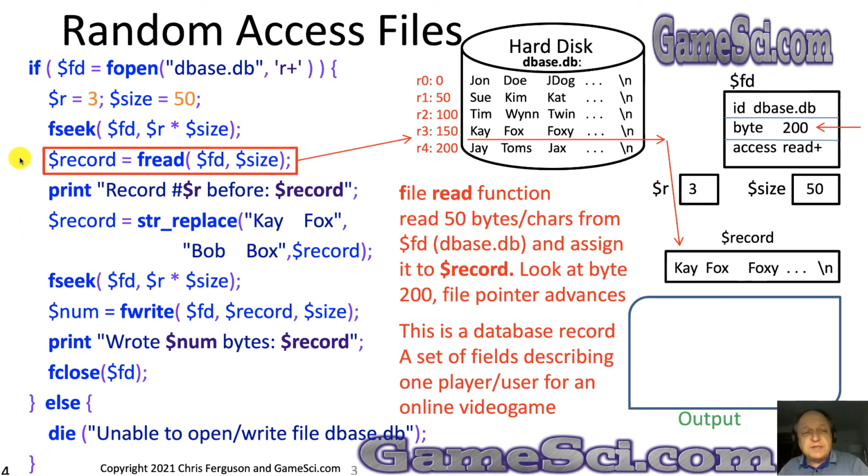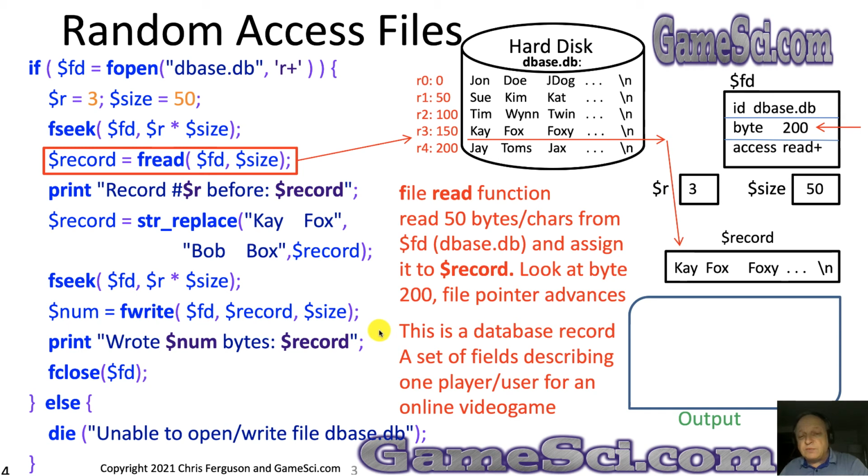Once I'm at byte offset 150, I will say $record equals fread, pass it fd and the size variable. This is the file read function. Read 50 bytes or characters from $fd, that's our dbase.db file, and assign it to $record. Look also at byte 200. Once I read these 50 bytes into RAM memory, there are the 50 bytes in RAM memory. Once I read those 50 bytes, the file offset moved to byte 200, and you can see the byte 200 right there. I read the data into RAM, and I bumped the file pointer.